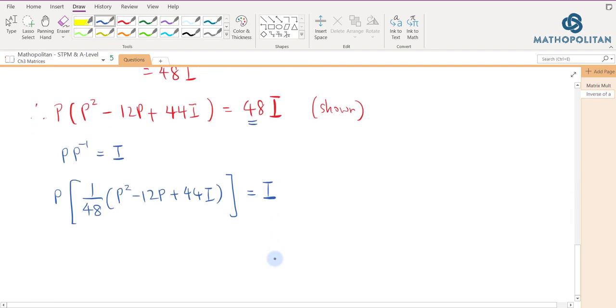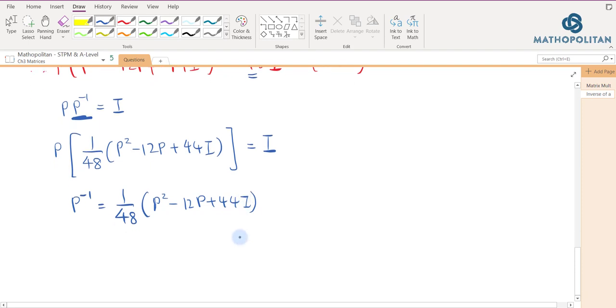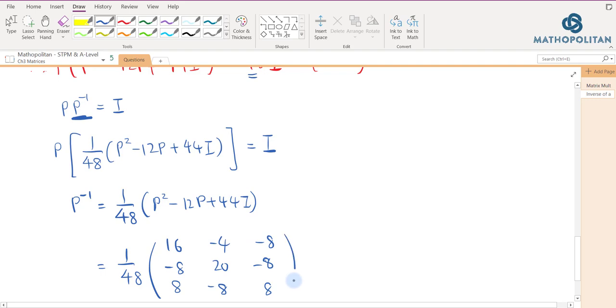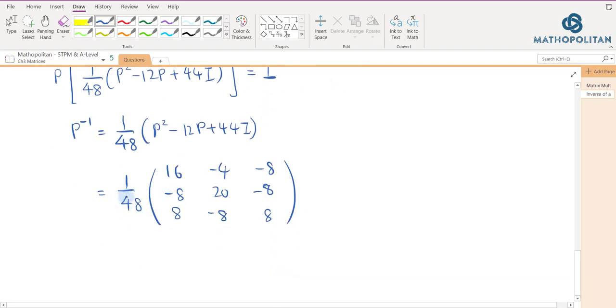In other words, the 1 over 48 times P squared minus 12P plus 44I can be deduced as the inverse of matrix P. So we can say that the inverse of matrix P is 1 over 48 multiplied by P squared minus 12P plus 44I. And finally we just substitute the matrix in. So earlier we obtained this as 16, negative 8, 8, negative 4, 20, and negative 8, negative 8, negative 8, and 8. Don't leave your answer in this way. You have to multiply the scalar into the matrix. So express your answer as a single matrix.